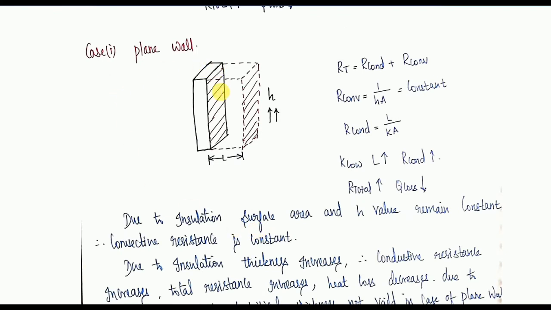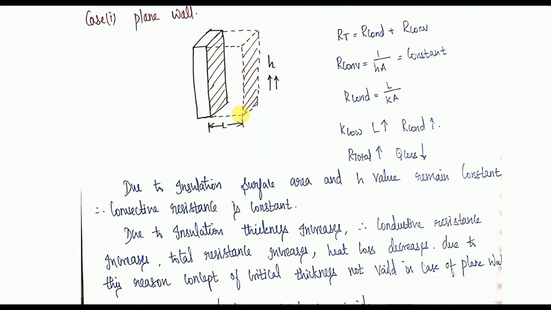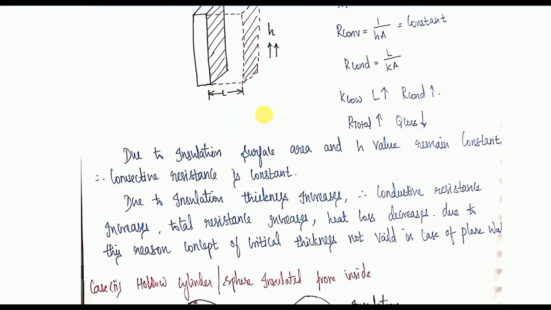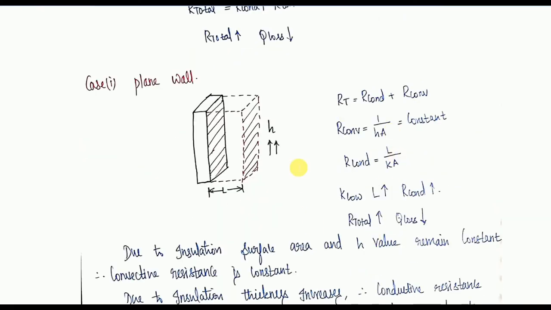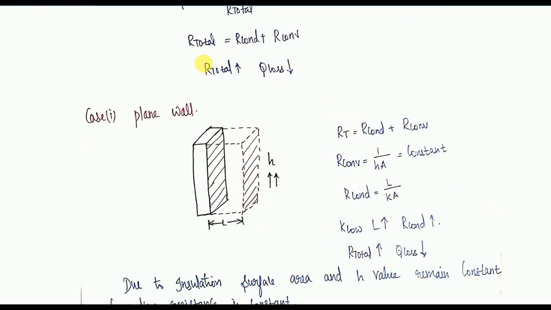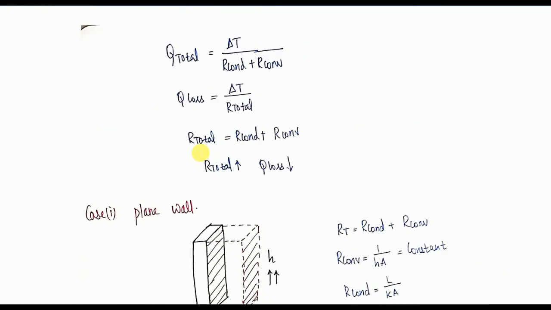Same thing in plane wall. You can see you are insulating, the surface area is constant due to insulation and H is constant because it is a plane wall, right? And the insulation thickness will increase. See, due to the increase in insulation thickness, the conductive resistance increases, and whatever your conclusion is, heat loss is decreasing only. So critical thickness is not valid for this plane wall, and we have already derived all those things. See, R total is R conduction plus R convection. Our main problem is to address whether heat loss is increasing or decreasing. That is the main thing.